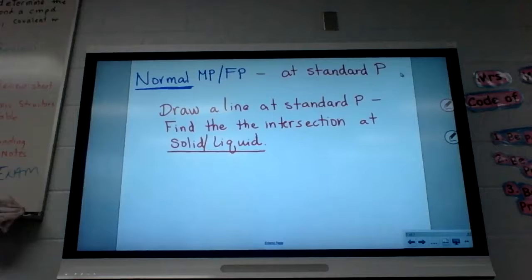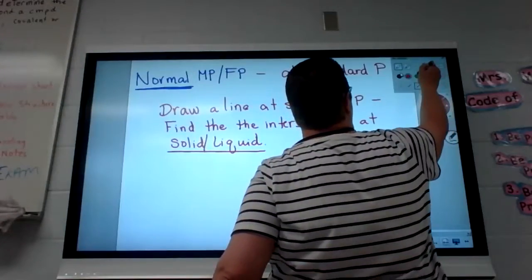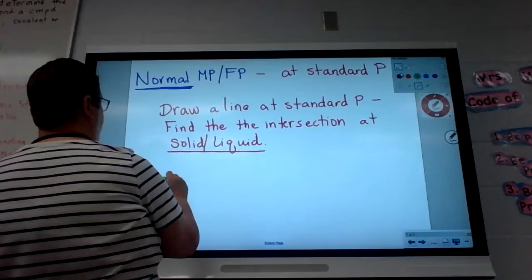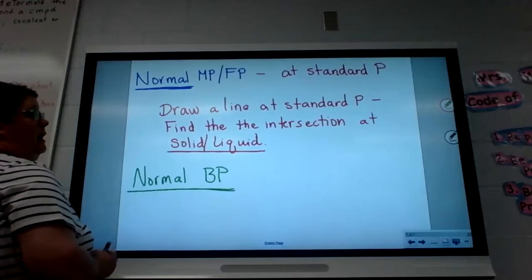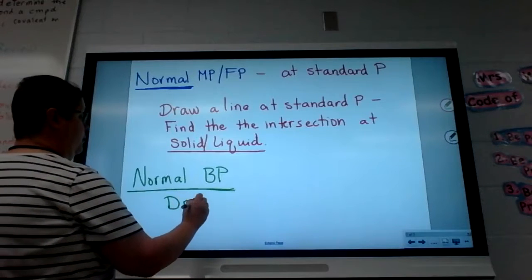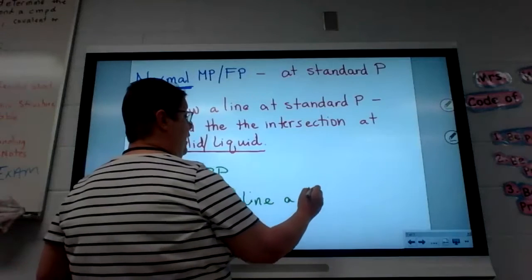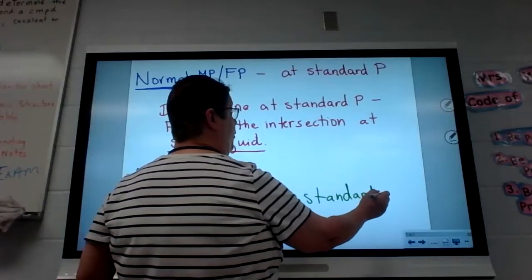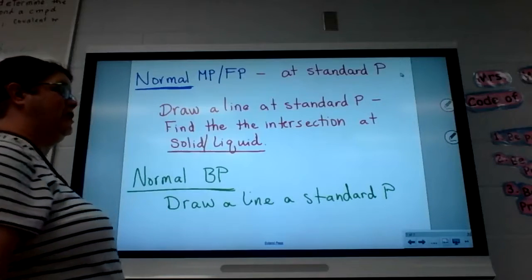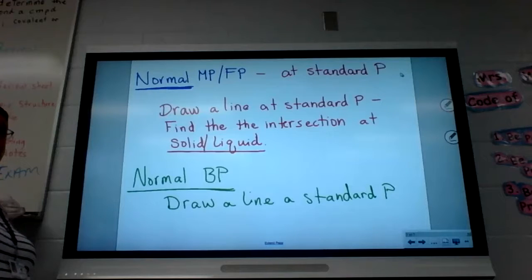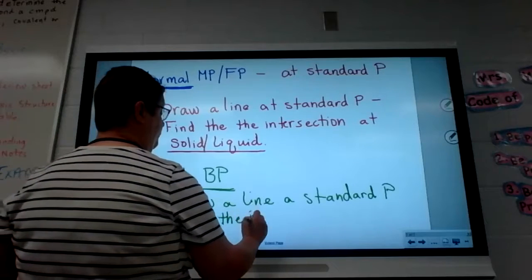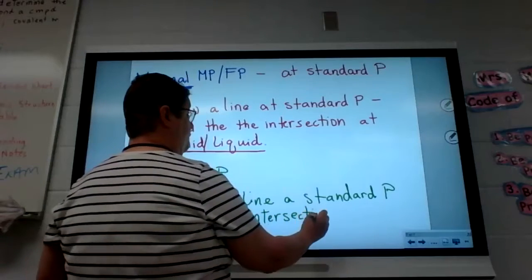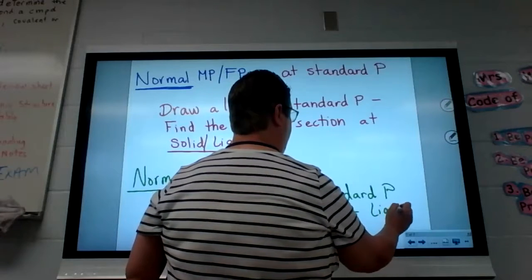Now, the second point that'll be on that same line, because you're drawing it at standard pressure, right? Is the normal, what else? What did we find yesterday? Yep, normal boiling point. Okay, so again, you draw that line at standard pressure, which is already going to be there because I'm going to draw it all the way across my graph. And so where's this intersection going to be at? Gas and who? Yep. Find the intersection at liquid gas.